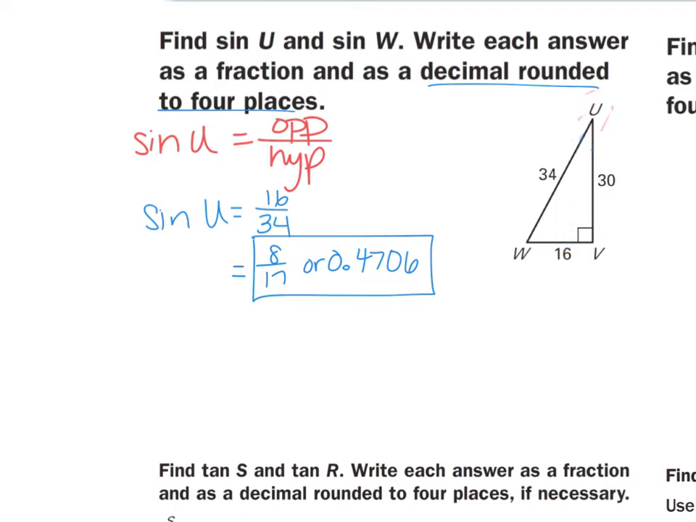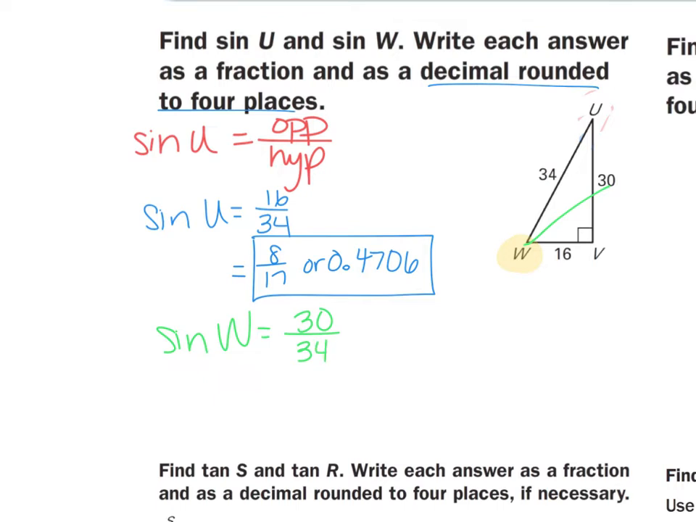They wanted you to find the sine of W. So we're going to do the exact same thing, but this time we're going to do angle W. So the sine of W is, we're still going to do opposite over hypotenuse. So take your line, cut that angle in half. There's your opposite side. So we're going to have 30 over 34.